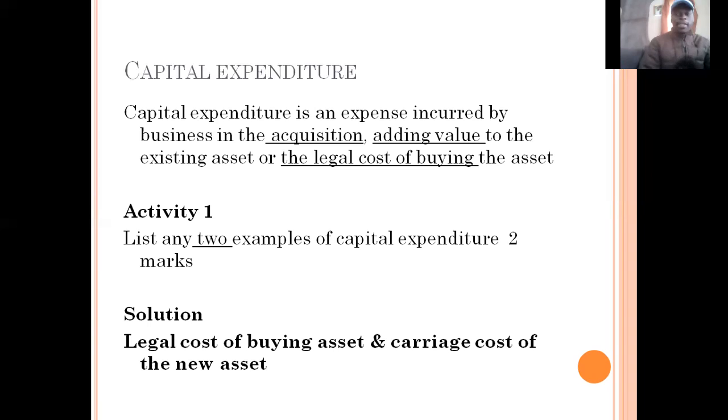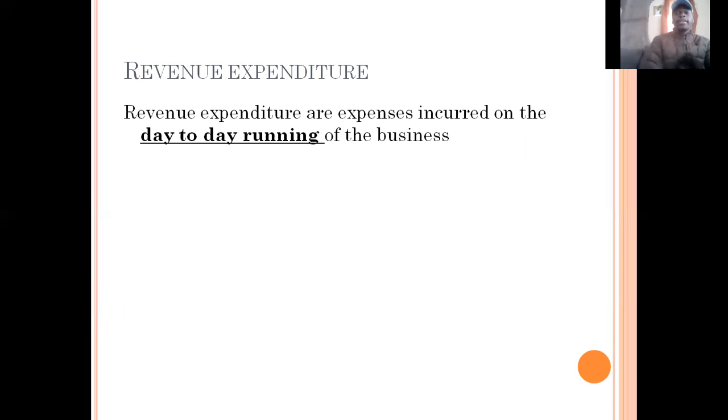Let's say you are ferrying your motor vehicle from Beitbridge to Zimbabwe, maybe to Harare. All right, the cost that you incur in carrying that new asset to Harare is also classified as capital expenditure.